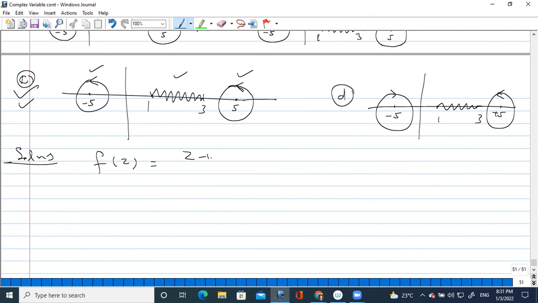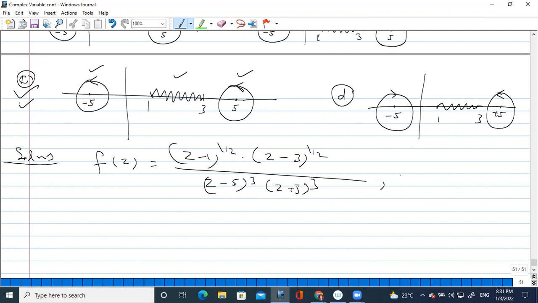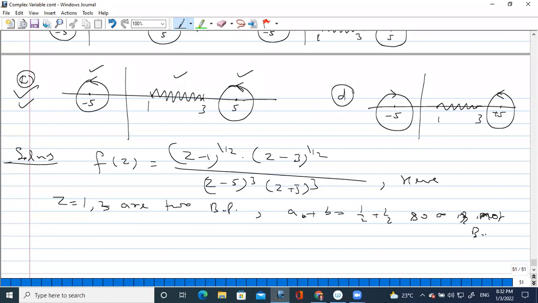f(z) equals (z minus 1) to the power half, (z minus 3) to the power half, divided by (z minus 5) to the power 3, (z plus 5) to the power 3. Here, z equal to 1, 3 are two branch points. Okay. A plus B is equal to half plus half, so infinity is not a branch point.